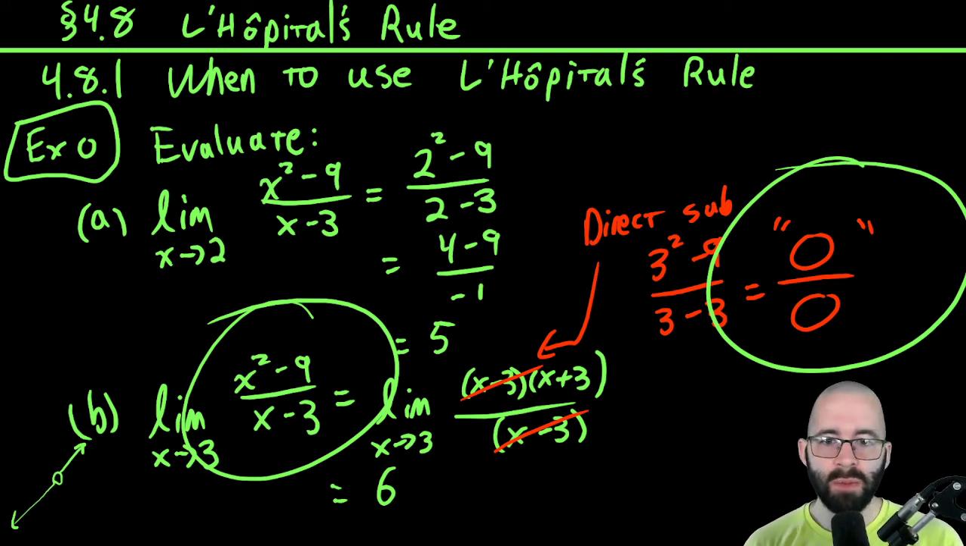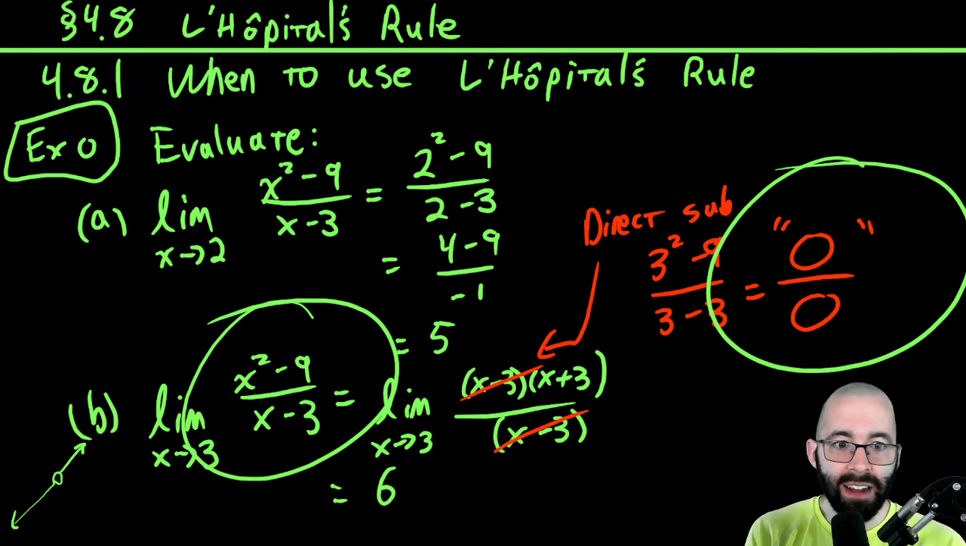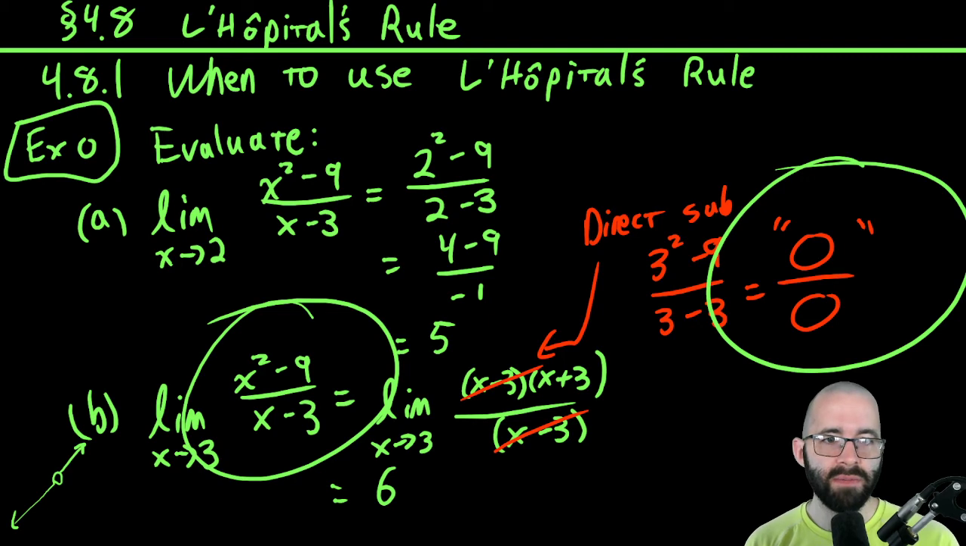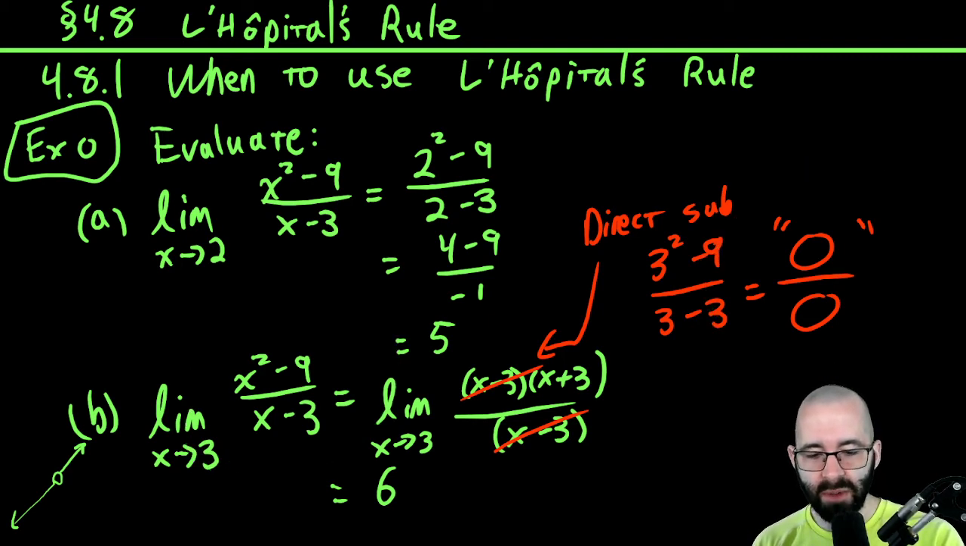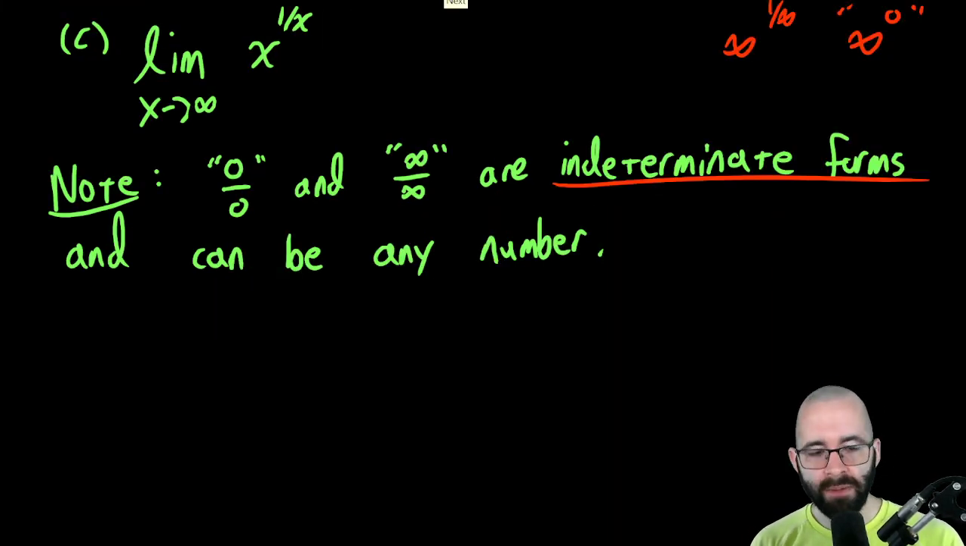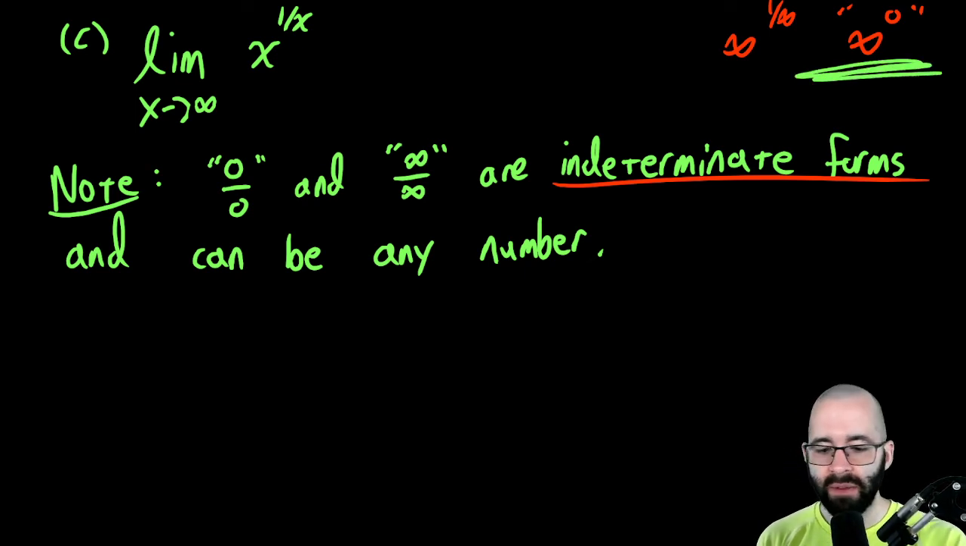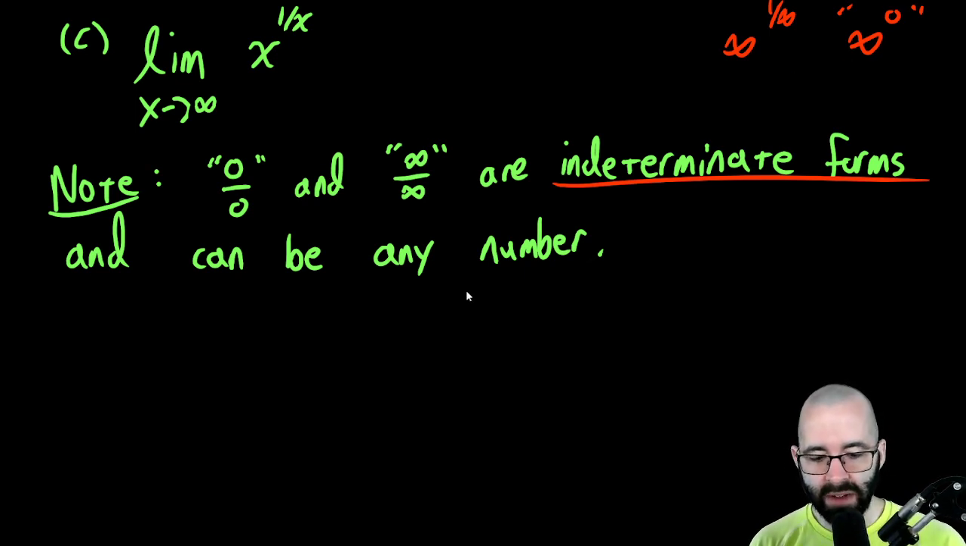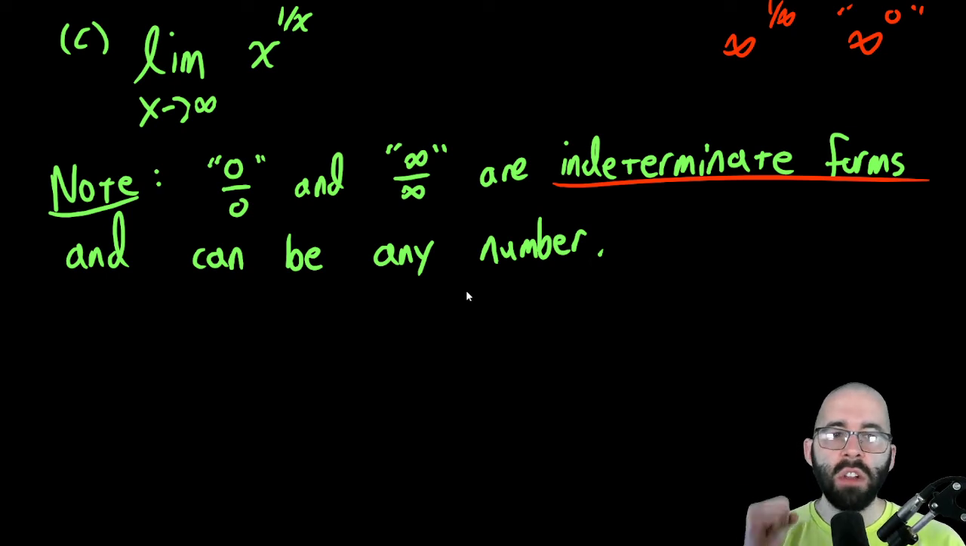We can't use direct substitution. If we use direct substitution, we get 0 over 0, which is going to be anything. 0 over 0 tells us nothing about the limit. That's an indeterminate form. There's a similar one, infinity over infinity. This is another one up here. There's a bunch, and we'll talk more about them later. That's where L'Hopital's rule is going to come into play. We're going to use L'Hopital's rule on limits that have indeterminate forms.